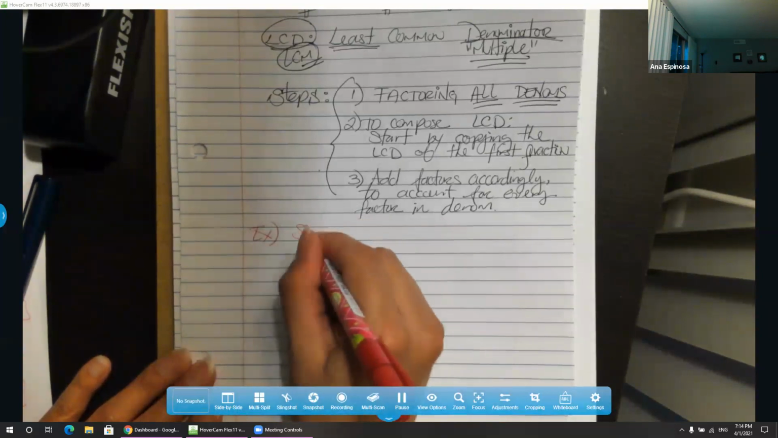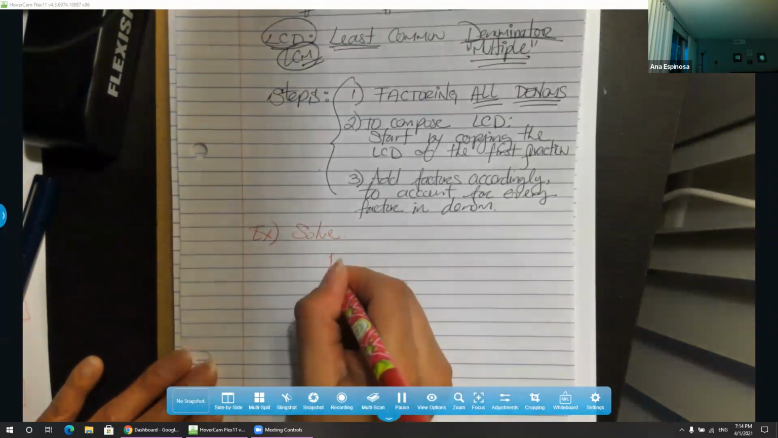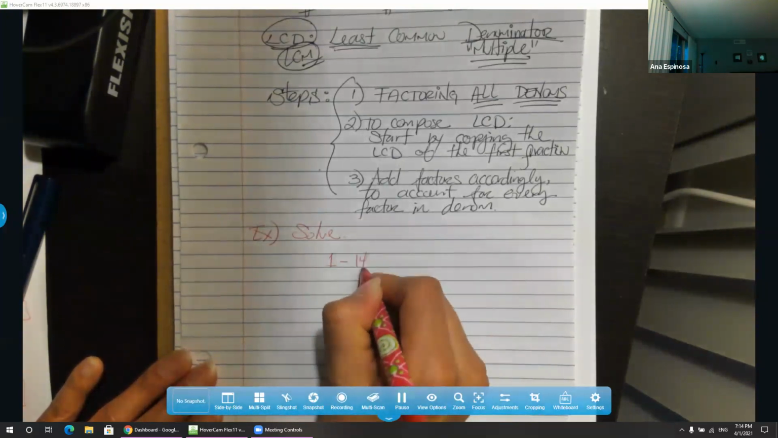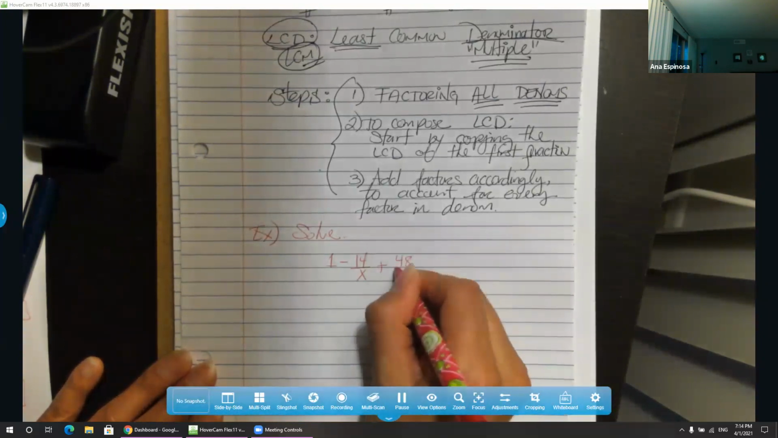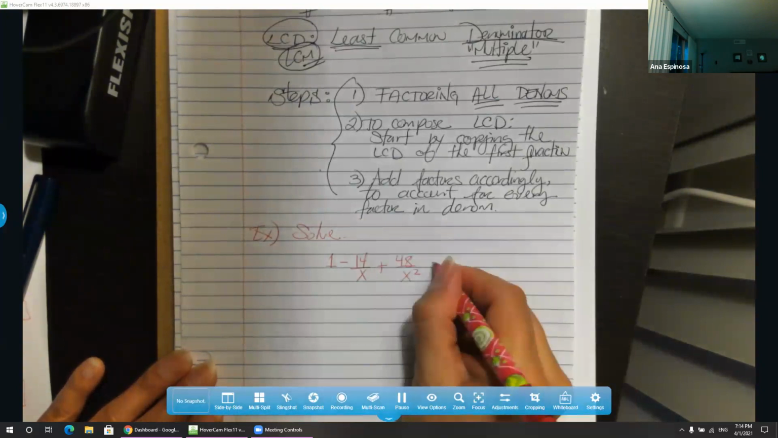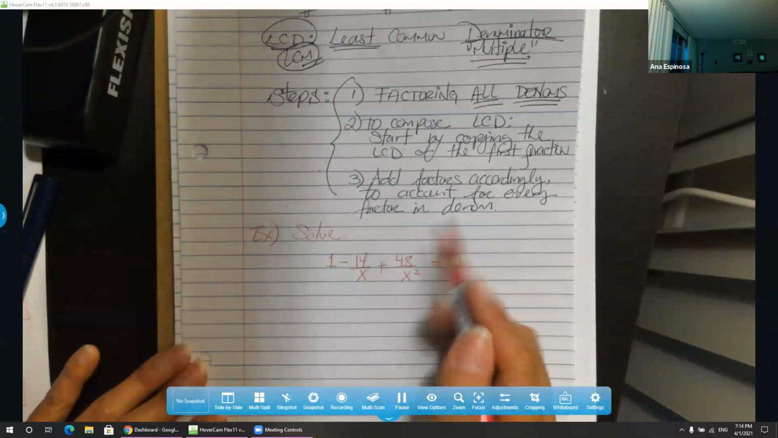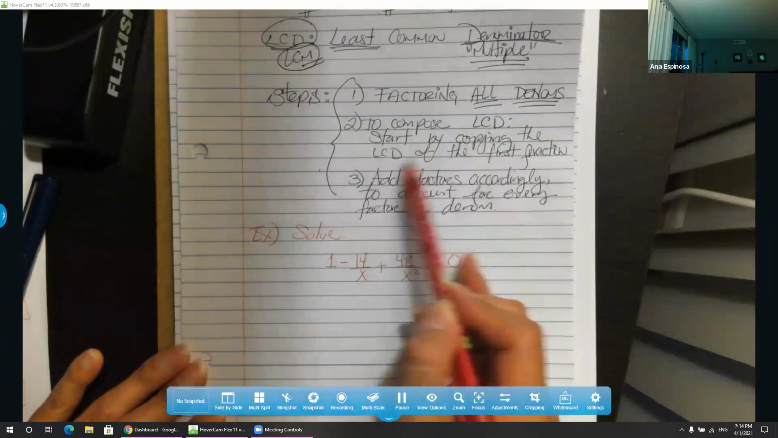Here we have, they'll ask you to solve. Okay, so we have 1 minus 14 over x plus 48 over x squared equals 0. Okay, so the first thing you have to do is figure out the least common denominator. So when I say to compose the LCD, start by copying the LCD.